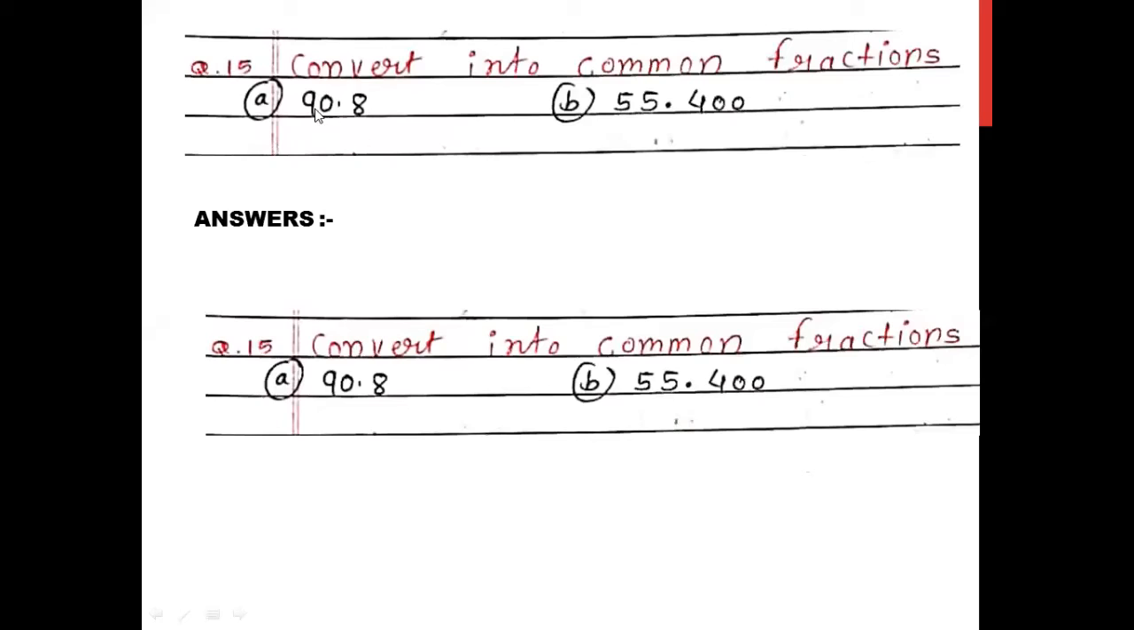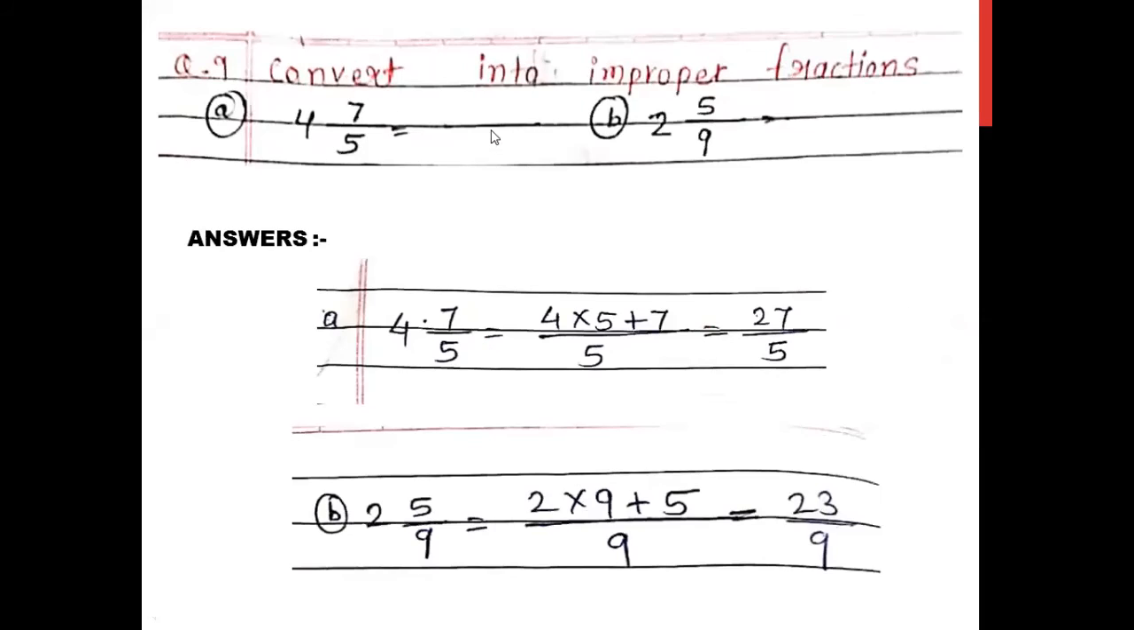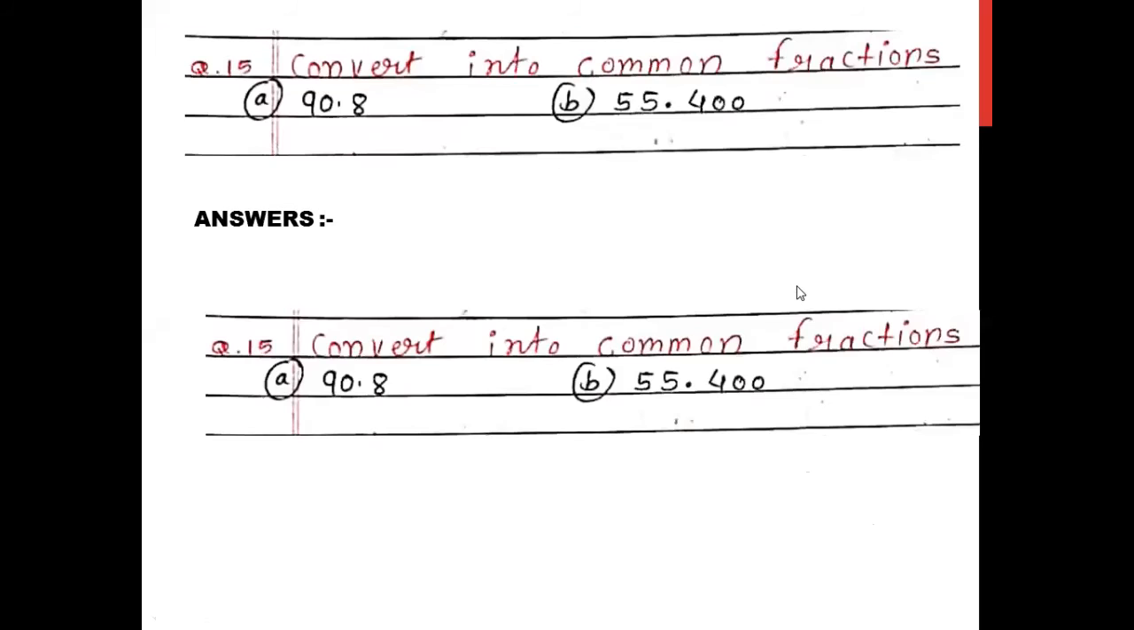In which form is it? 19.8. Which type? I'm telling you, this is called the decimal fraction. Yaad hai? This is called the decimal fraction. So decimal point is there, na? That's why this is called the decimal fraction. Now we want to convert into common fraction. Common fraction is like this fraction.